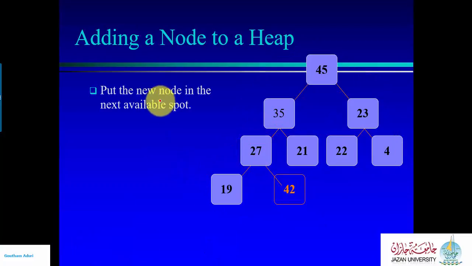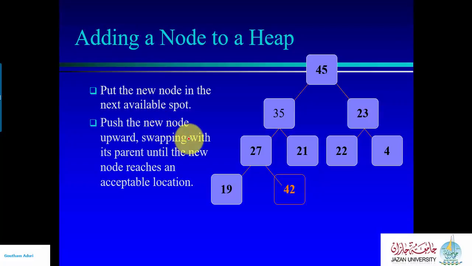So you can see, put the new node in the next available spot and push the new node upwards, swapping with its parent until the new node reaches an acceptable location. An acceptable location is nothing but one that satisfies the heap order property, and the heap order property says that always the parent should be greater than or equal to the child. So 42 is being placed here because always the parent should be greater, and then we will compare this tree. It should be swapped with 35.